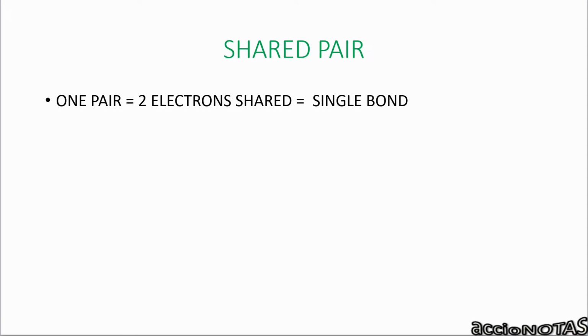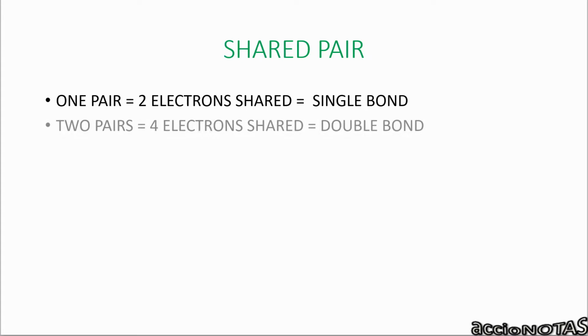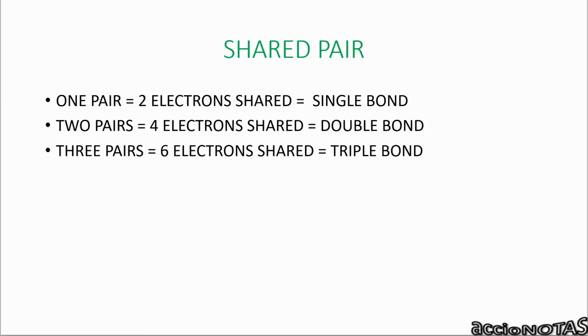Shared pair. One pair means two electrons shared, which can also be known as a single bond. Two pairs means four electrons are shared, which can also be called a double bond. Three pairs, which means six electrons are shared, which can also be called a triple bond.